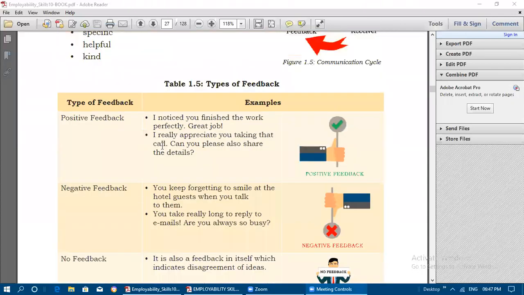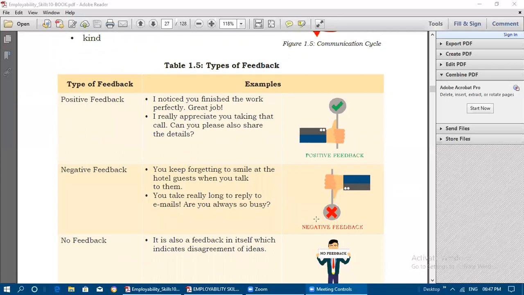Positive feedback, for example: I noticed you finished the work perfectly. Great job. If you say like that, that is positive feedback. I really appreciate you taking that call. Can you please also share the details? If you are saying like that, that is called positive feedback.